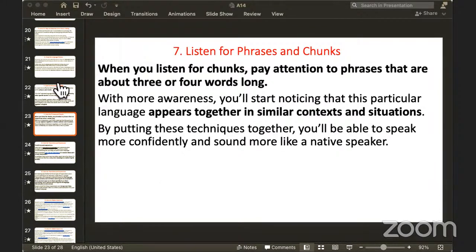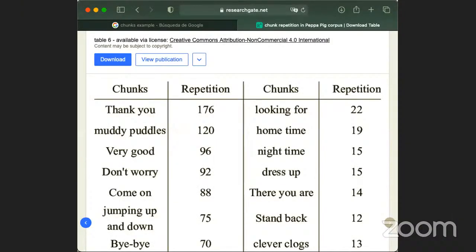Can you see my screen? The page I'm sharing? No, I see the presentation. Oh, okay. What about now? Yes. Okay, great.